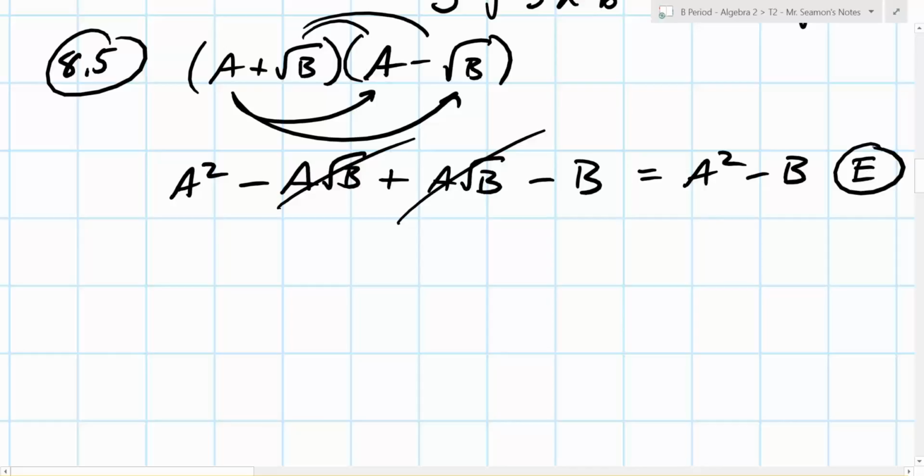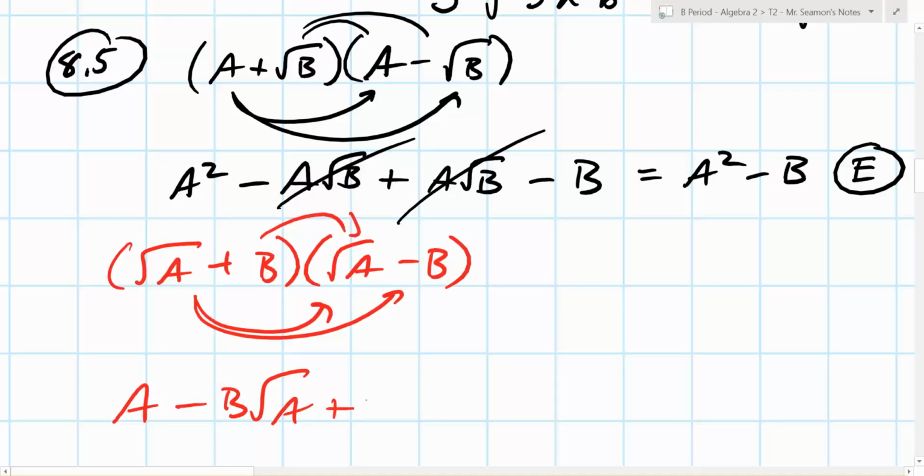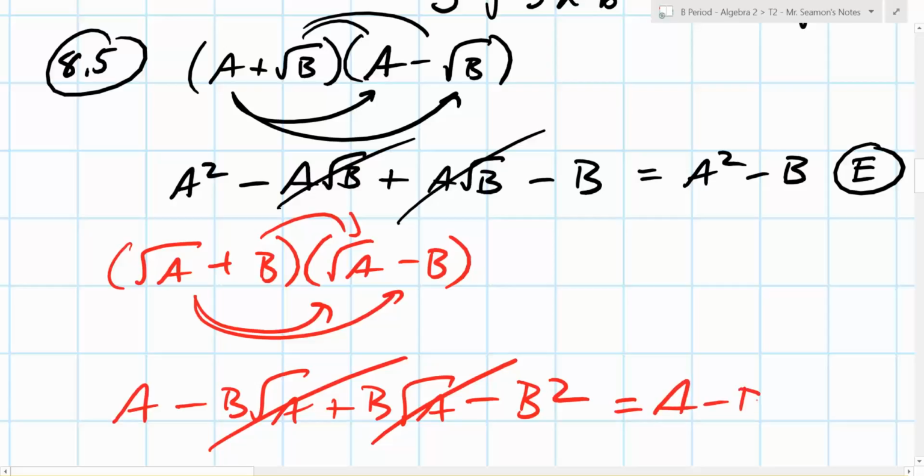Okay? So the second one, I'll change up colors here. Second one is root a plus b, root a minus b. What's root a times root a? A, and then you have this, so you have minus b root a. And then you have what? Plus b root a. I tried to write a radical sign and an a at the same time. Minus what? B squared. What cancels? Yeah, so you have a minus b squared, which is a minus b squared, that's c.